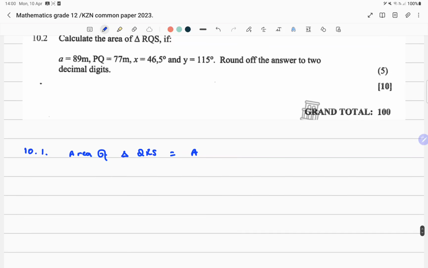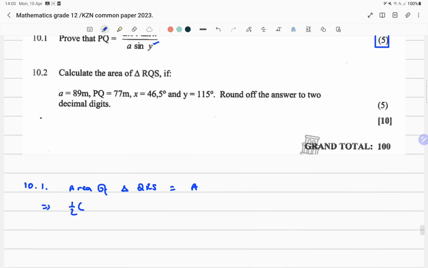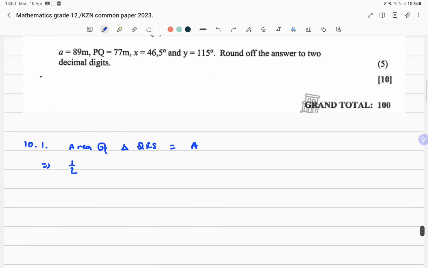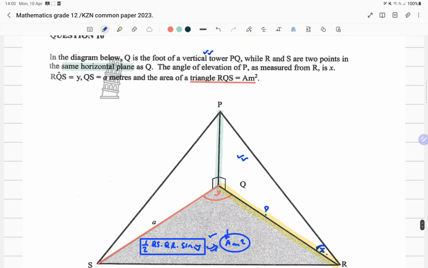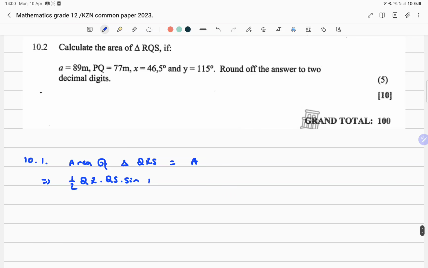Okay. Now let's continue. This implies that now half QR times QS times sine, let's write that angle properly, that is RQS, is equal to the big A.